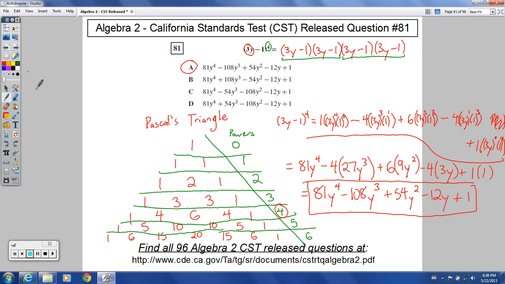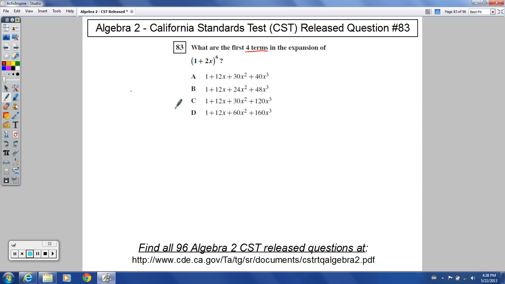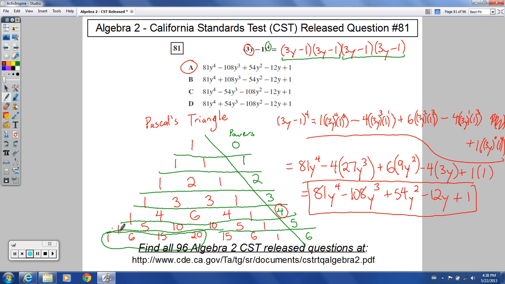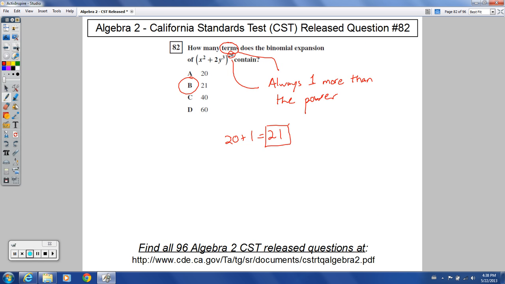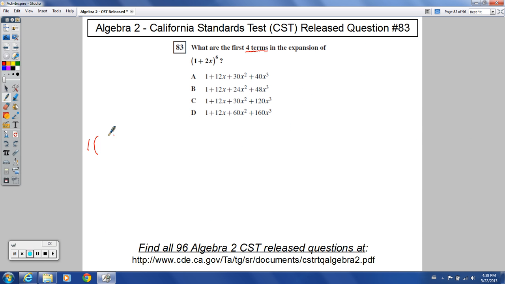I'm going to be using these four as my coefficients. Those are going to go along with the first four terms. So 1, 6, 15, and 20. Remember from before, things like this would be... what were the numbers again? I just forgot. 6, 15, and 20. There we go. So the first coefficient will be a 1.